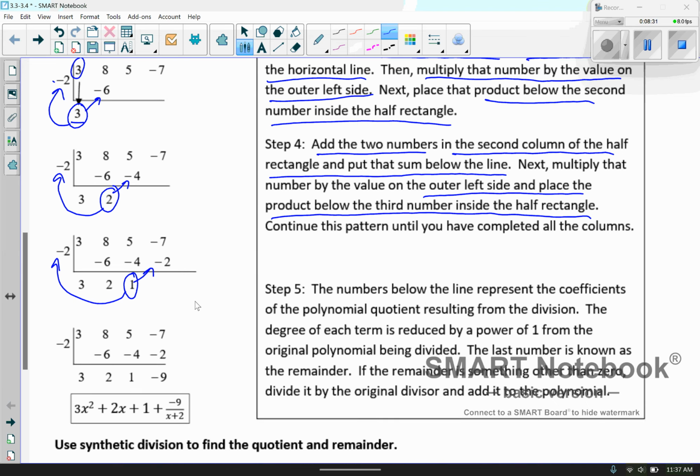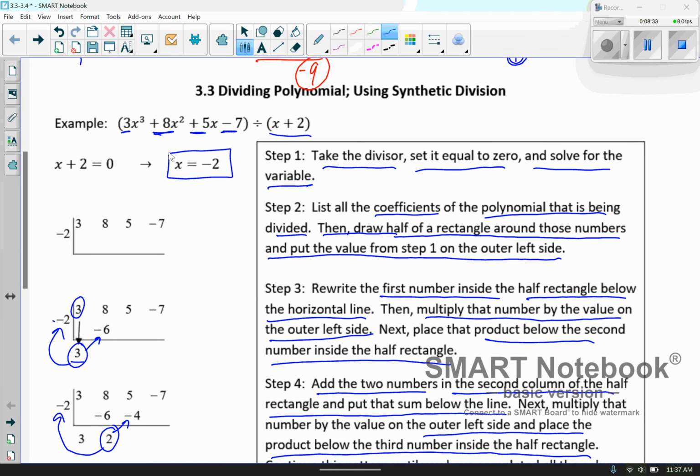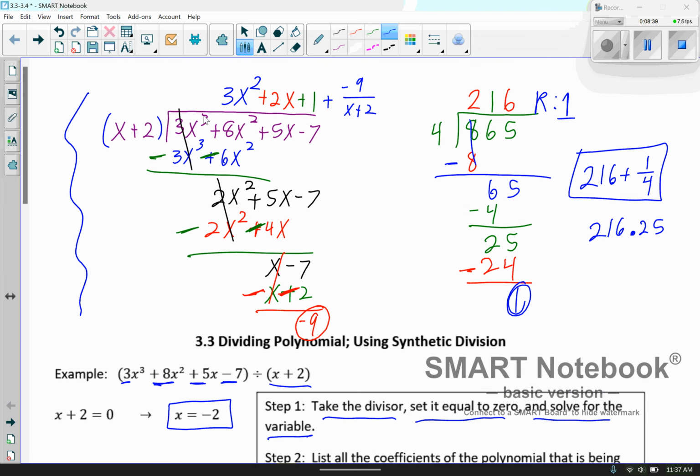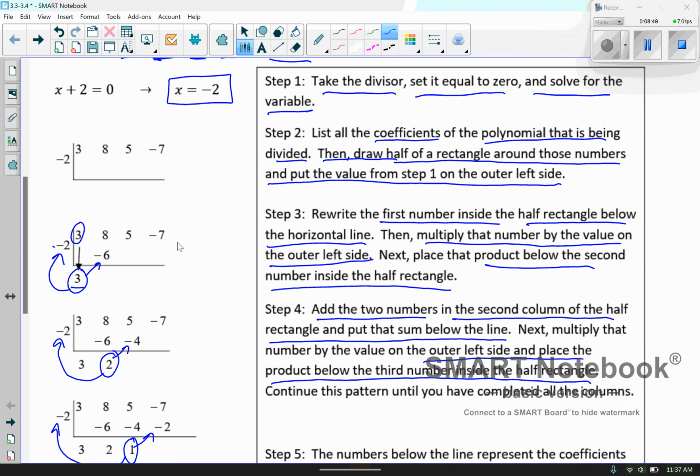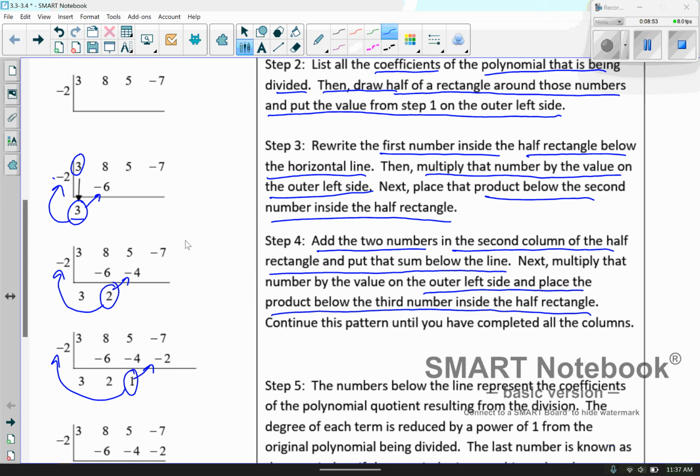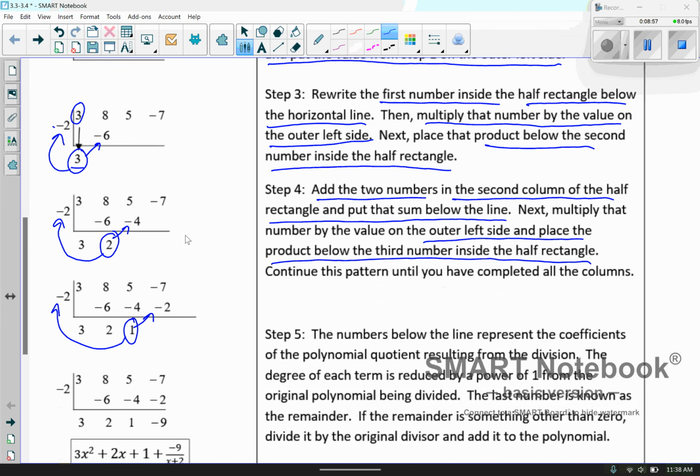Okay, so what we did, let's kind of review. We basically removed the variables for a moment. So we have all those same numbers there. It's the same numbers I have up here, the 3, the 8, the 5, and then -7, right? So I just removed the x cubed, x squared, and x. And I follow this process. It's kind of a little weird, but like I said, it's not super difficult. And once you do this 2 or 3 times, you'll remember the pattern and you'll be fine.